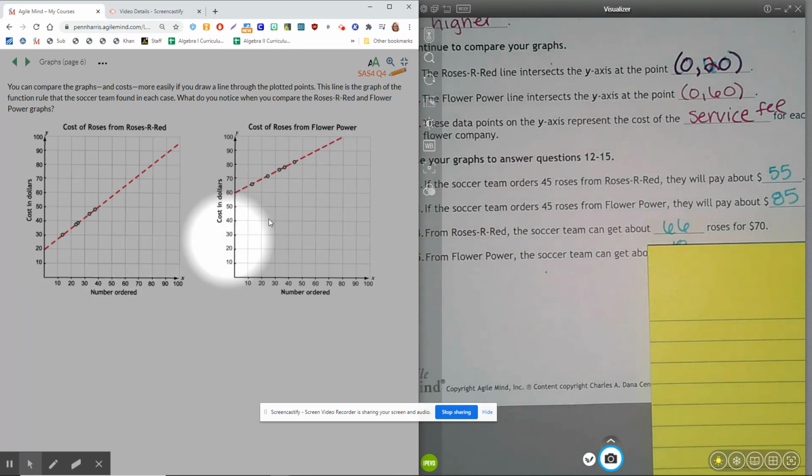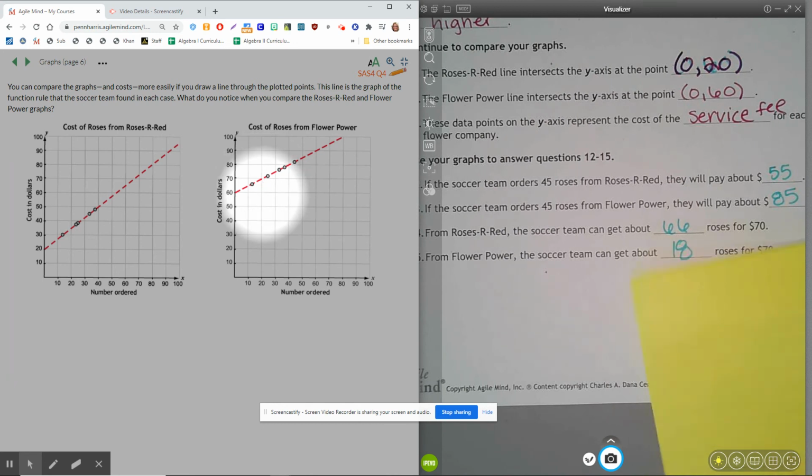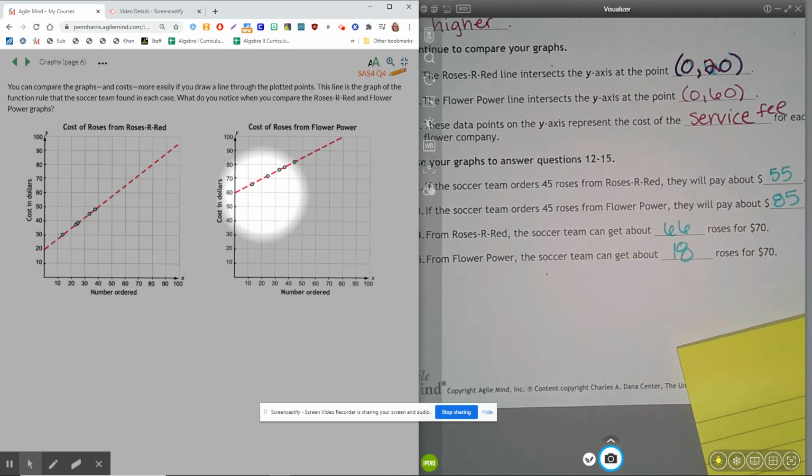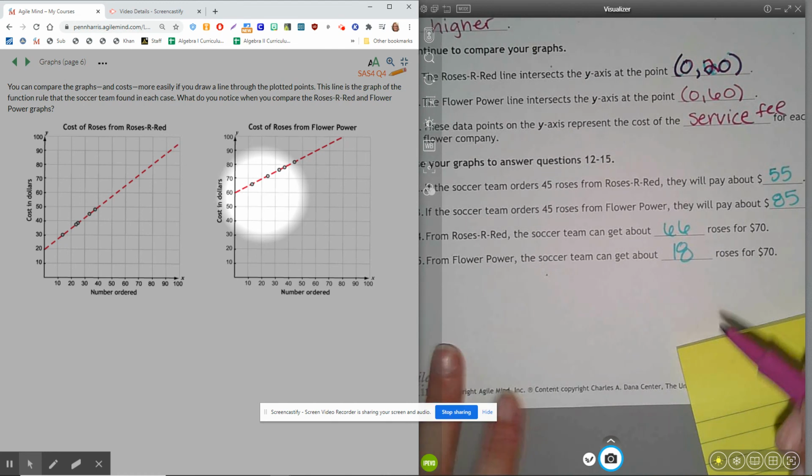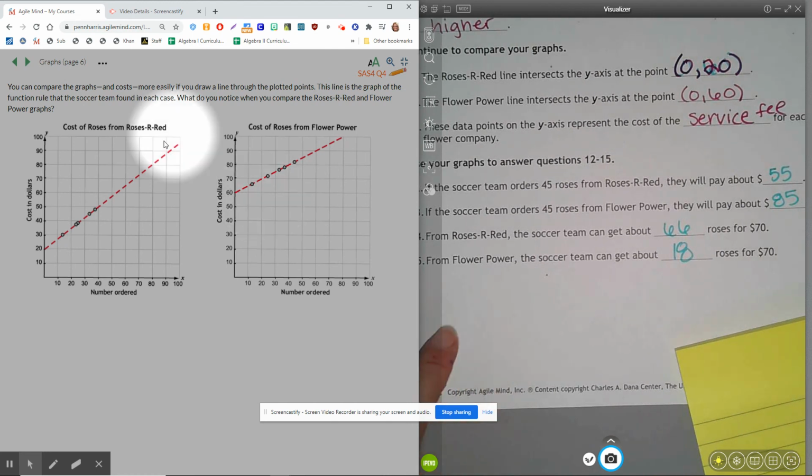So we're going to do the same thing here. How many roses can I get from Flower Power for $70? And it's about right there. I would call that 20. They called it 18, but I'm going to call it 20. So with that, guys, that's how I want you to see how we used the graph. We plotted the data. We made observations about it. And then we drew that line of best fit through those points to estimate what it would cost us or how many we could buy for certain prices.